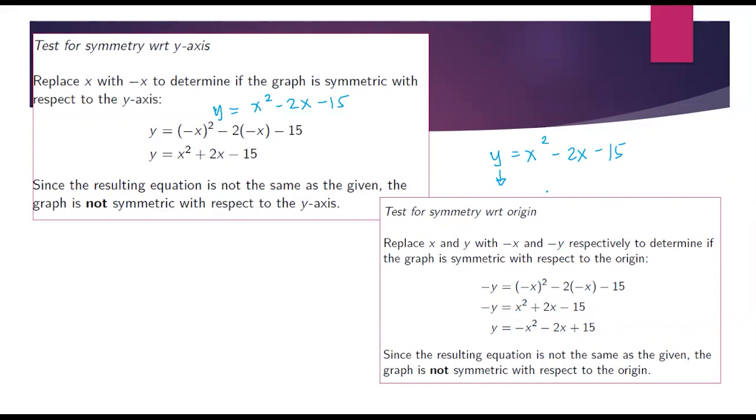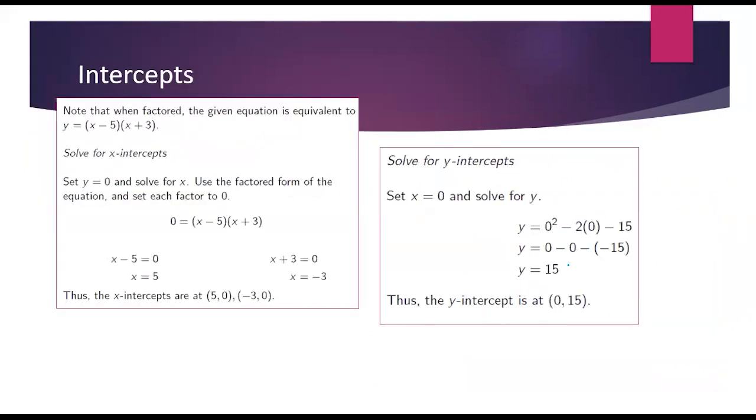Notice that we have different signs again, so your obtained function is not the same as the original. Therefore, this one is again not symmetric with respect to the origin. So our function is not symmetric with respect to the x-axis, the y-axis, or the origin. Next, how about the intercepts?